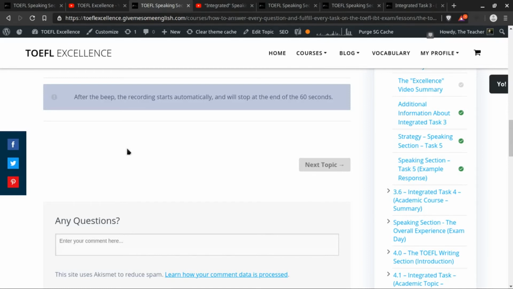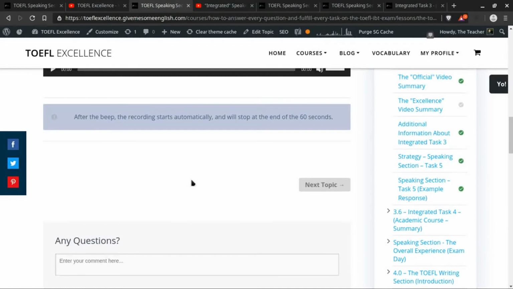So these are the things that you write down: the problem, the suggestion about what they could do in the situation, and then why the first person doesn't like that suggestion, the next suggestion, and then why the person doesn't like that suggestion. And then you just choose one of those suggestions, and that's your opinion.